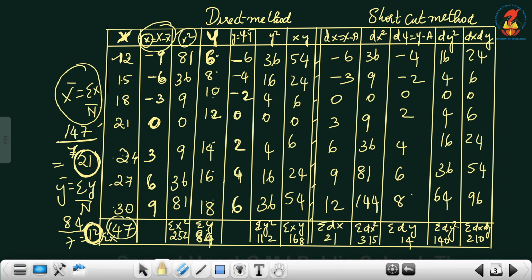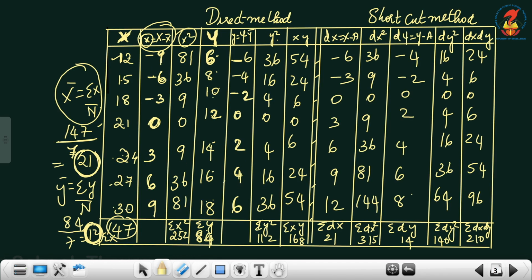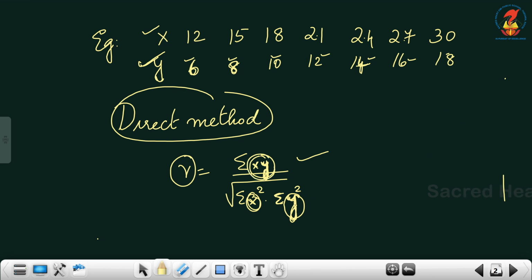Now the small y has to be squared, y square. We need y square, isn't it? Because in the formula we have sigma x square into sigma y square. Therefore we need y square. So when you square it, 6 6s are 36, then the next values 16, 4, 0, 4, 16 and 36. Now the next thing you need is x into y, small x into small y.